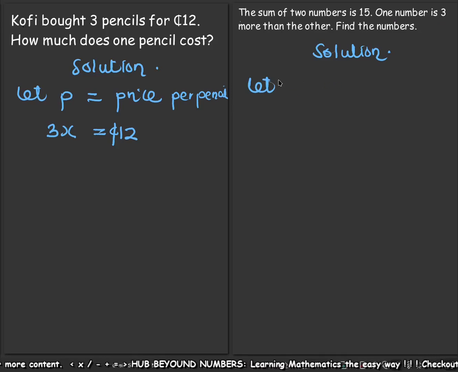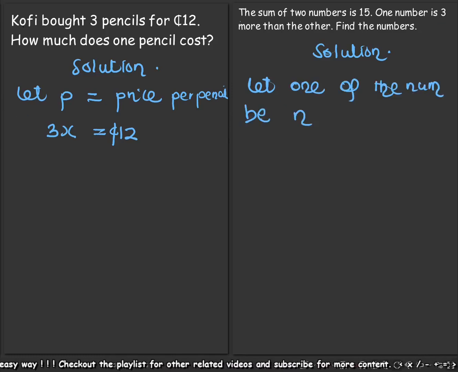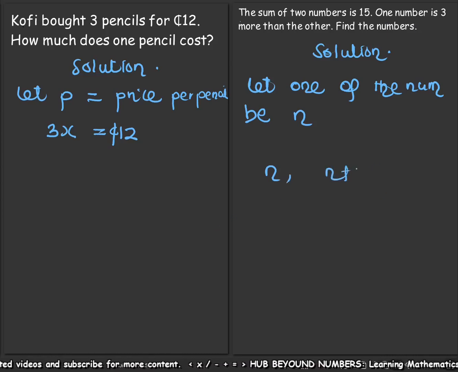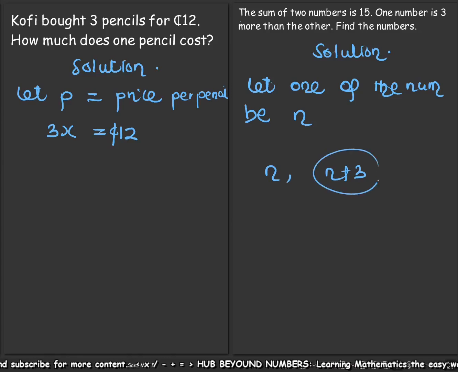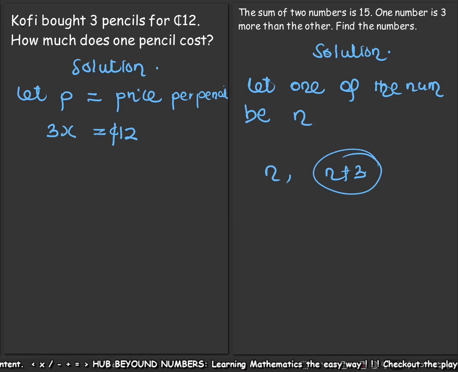You see? So let one of the numbers be any variable at all. So let one of the numbers be what? N. And it says one number is 3 more than. So if one of the numbers is n, then the other is going to be what? N plus 3. This is 3 more than. If I have 3 mangoes more than you, it means if you have 1 mango, then I have 4 mangoes. If you have 5 mangoes, then I have what? 8 mangoes. Hence, if you have n mangoes, I have n plus 3 mangoes.